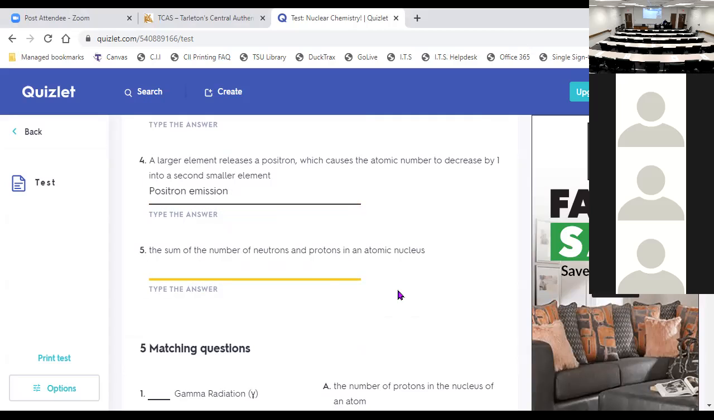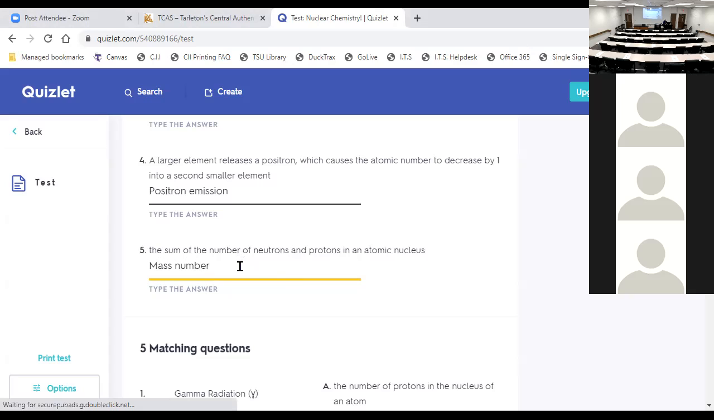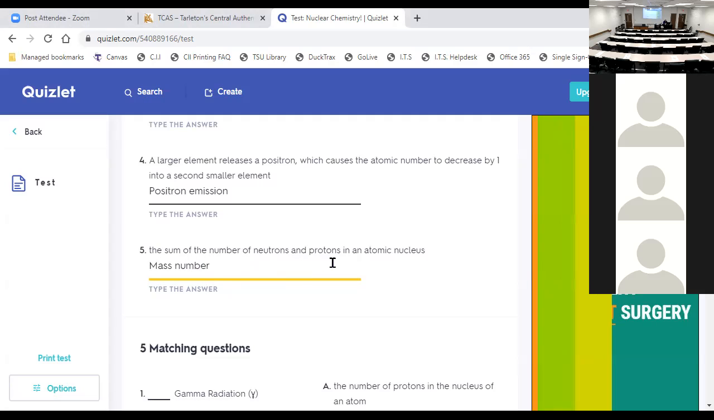So the sum of the number of neutrons and protons in an atomic nucleus. Let's break this down: the sum of the number of neutrons and protons in an atomic nucleus. What would that be? Any ideas? That is your mass number. So the mass number is the sum of the number of neutrons and protons in an atomic nucleus.